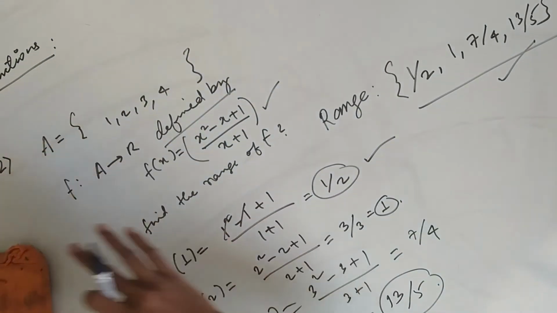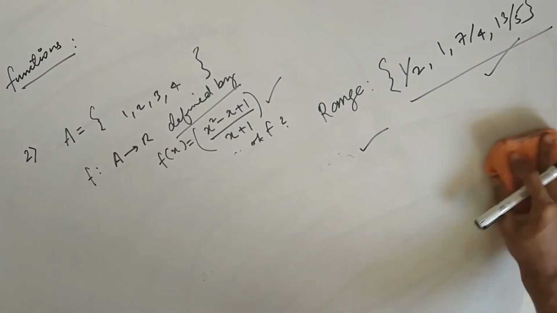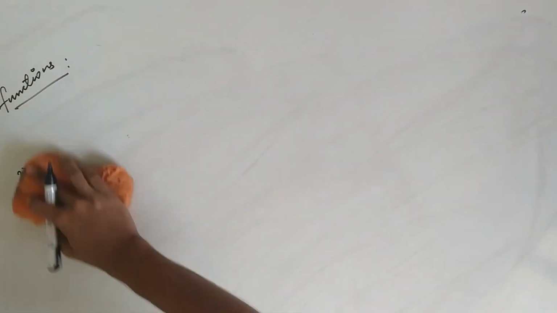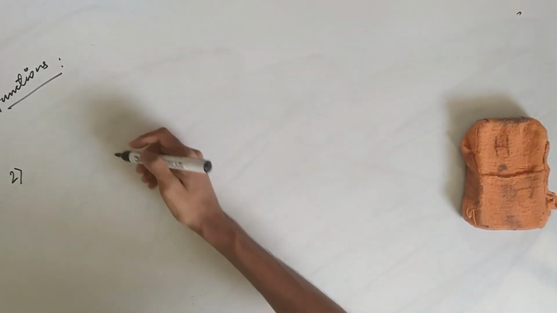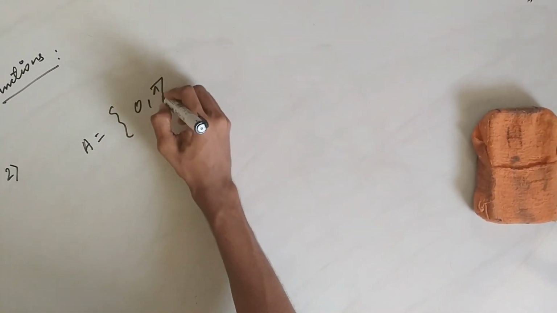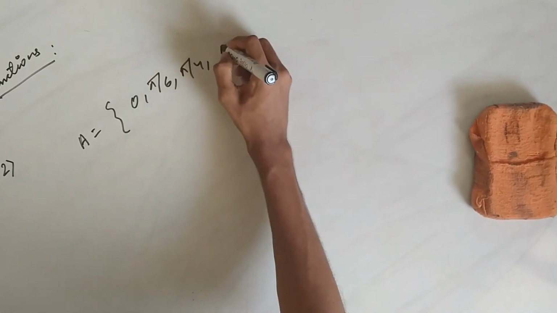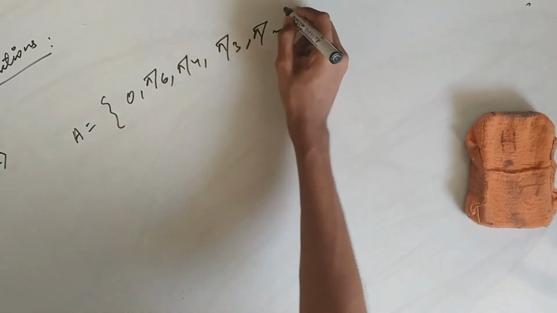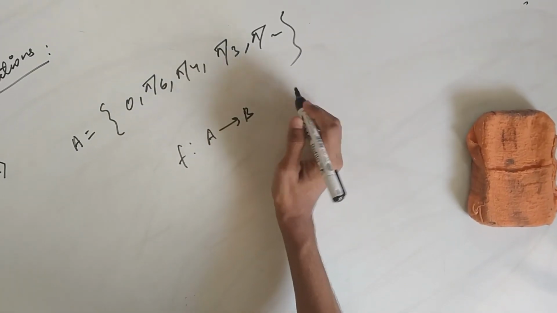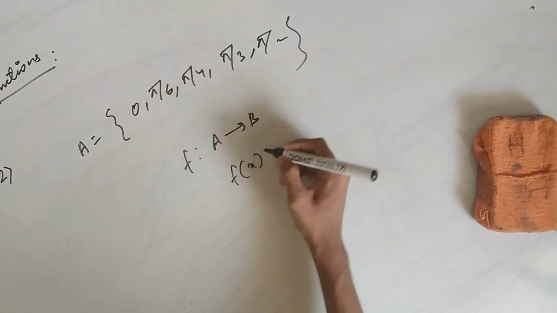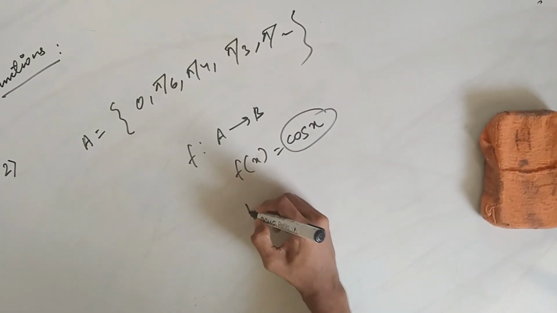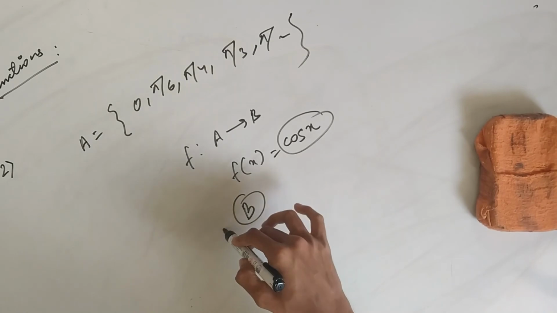Now I will just give you a hint of a similar type of question. I will not solve it, I will just tell you that the same question can be taken in trigonometric form, like a set A can be given as angles: 0, pi by 6, pi by 4, pi by 3, pi by 2, and similarly a function will be defined from this set to another set, where f of x, this operator, will be cos x.